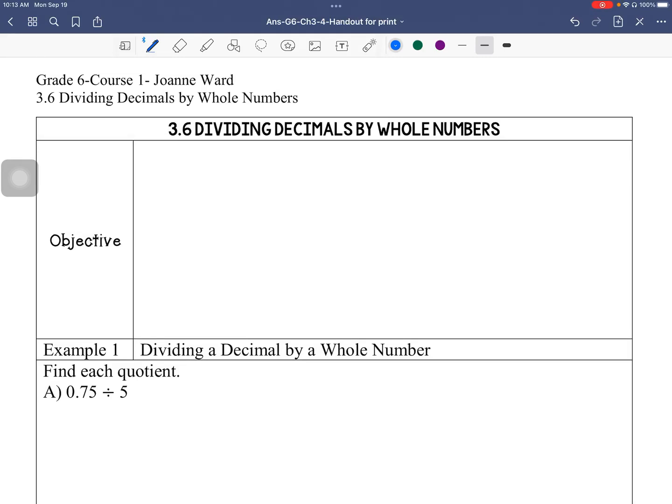Okay, so here we talk about 3.6, dividing decimals by whole numbers. So how do we divide decimals by whole numbers? So here is the objective. So what is the objective here?